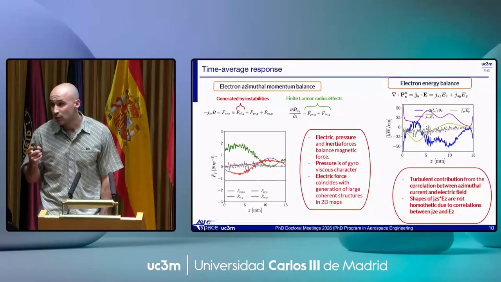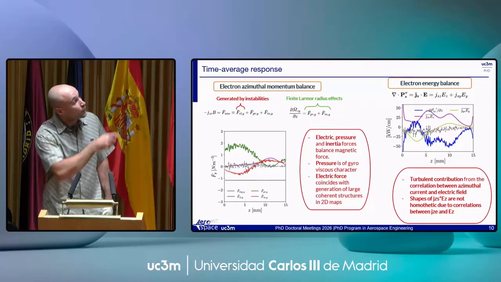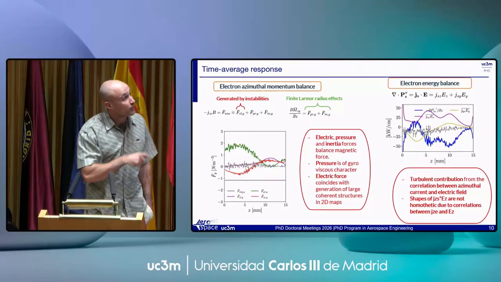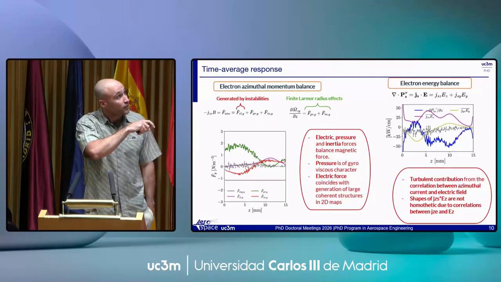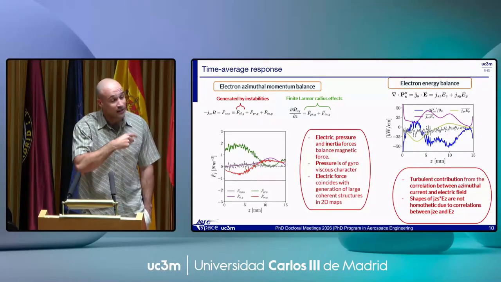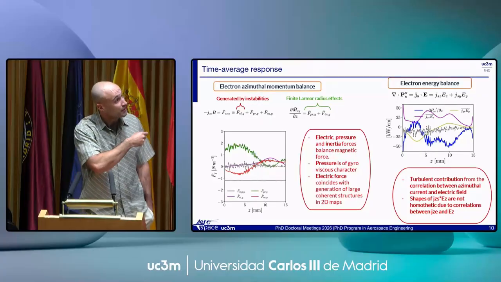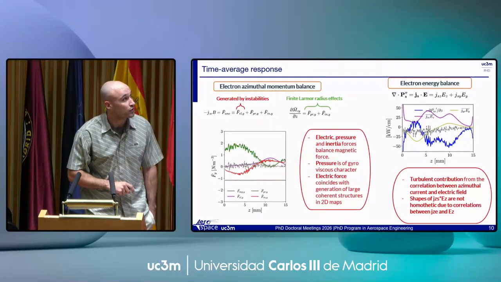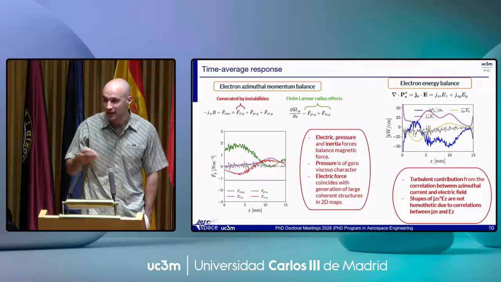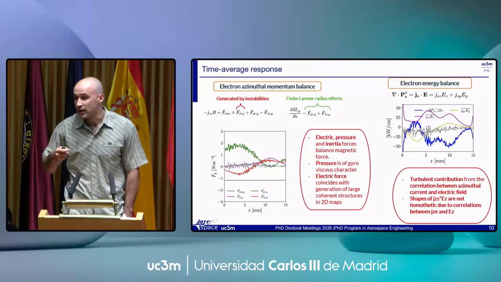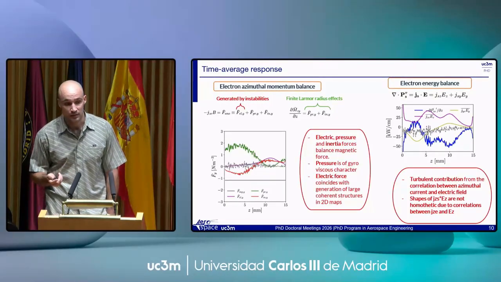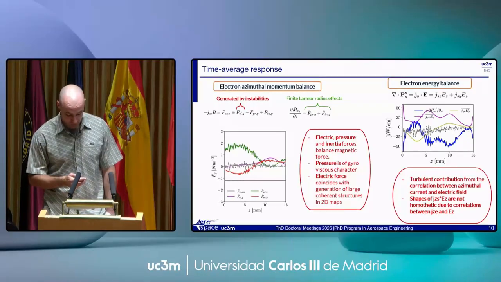Then you can also look at the energy balance, and the main take of this is that you have a contribution of the work of the azimuthal electric field, which is the yellow line over there. So basically, you see that you have a region in which this is taking energy from the electrons, which is the beginning, and then it's giving energy to the electrons from 5 millimeters onwards. This is something that in the literature is not seen, and is something pretty new, to be honest.